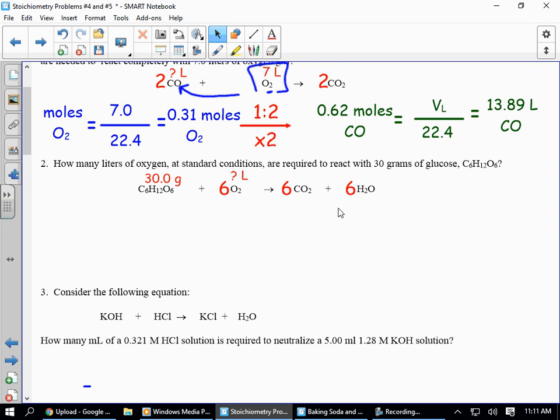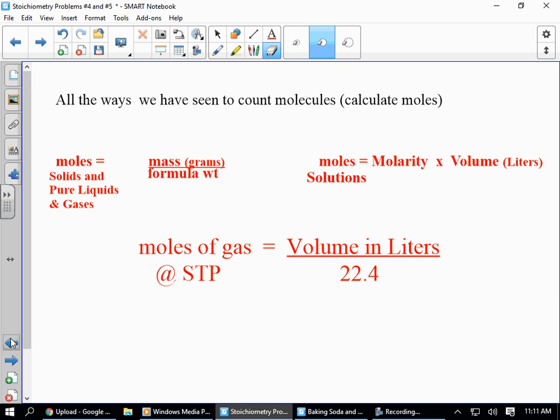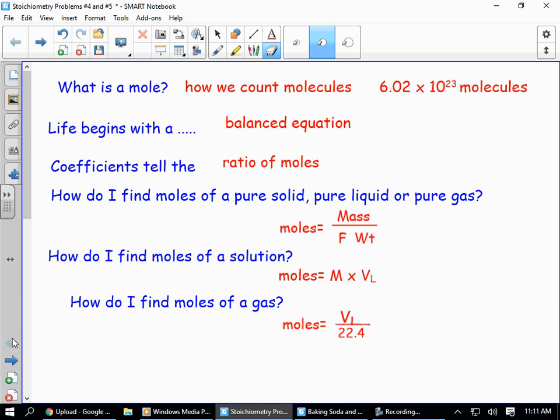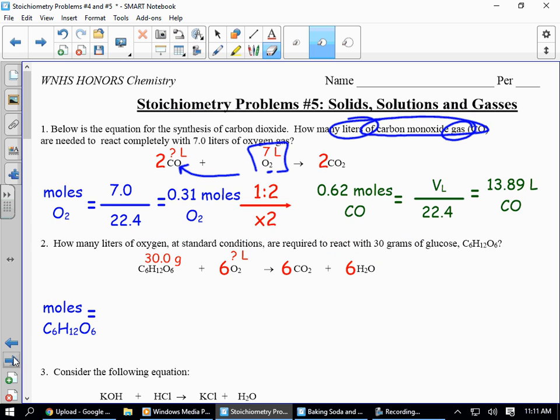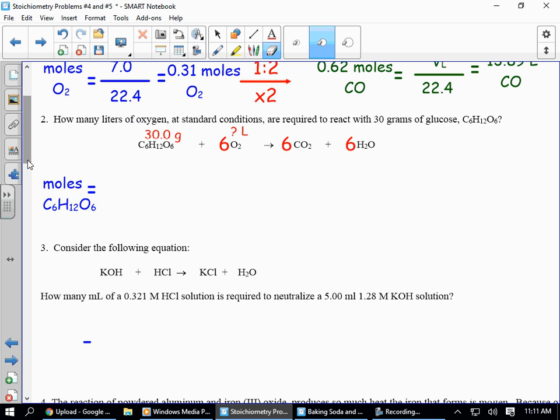So obviously we know the most about glucose, so we can get moles of glucose. And when you're looking here at your different equations, the only one that we can use here, we have mass, so we're going to divide it by its own formula weight. Formula weight being 180 for 6 oxygens, 12 hydrogens, and 6 carbons. When you do that, you're going to get 0.17 moles of the glucose.